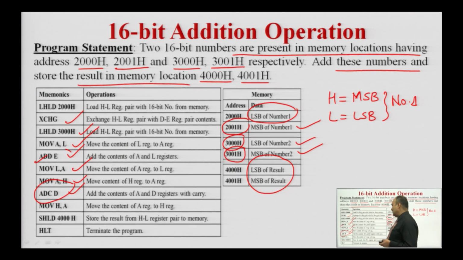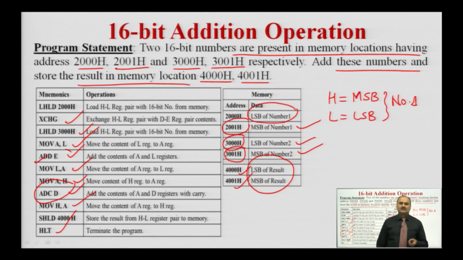Then after the execution of this ADC D instruction, again the result will be stored into the accumulator, and from the accumulator we transfer the content of accumulator into the H register with the help of instruction MOV H, A. The LSB of result is in L register and MSB of result is in H register. So, with the help of instruction SHLD 4000 H, this instruction will store the content of HL register into the consecutive memory locations having addresses 4000 H and 4001 H, and terminate the program with the help of HLT instruction.